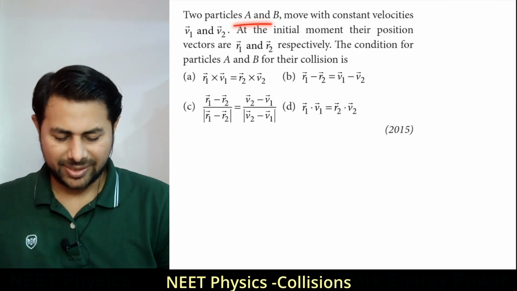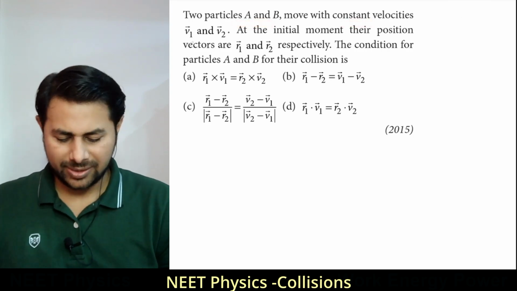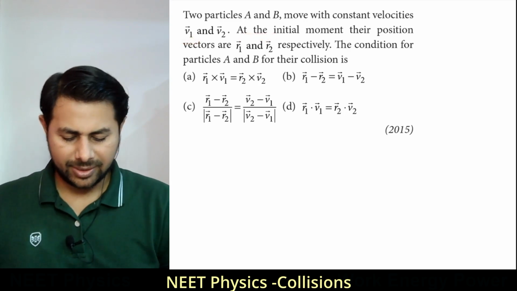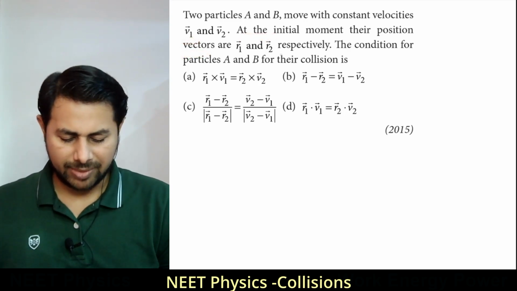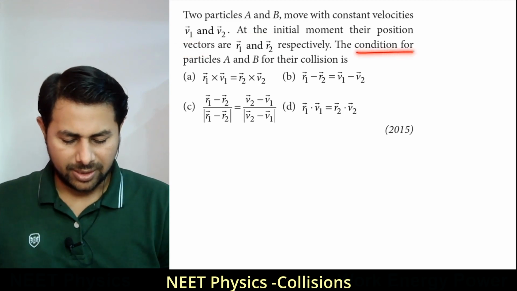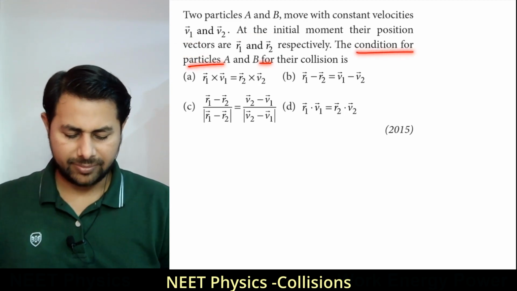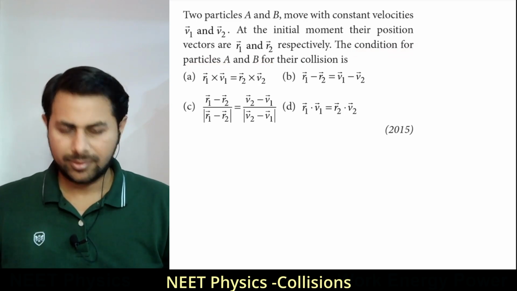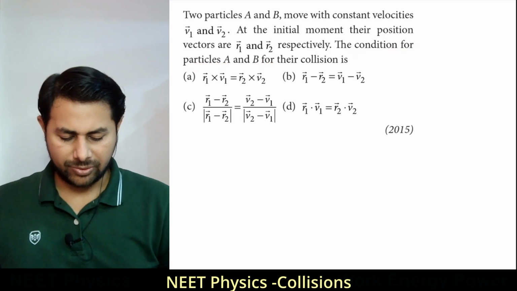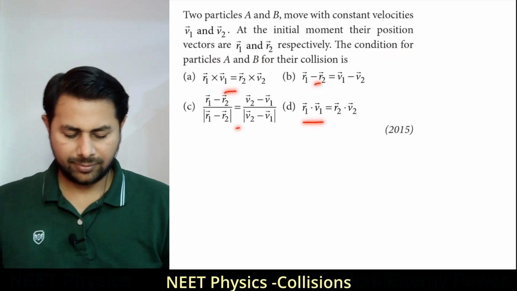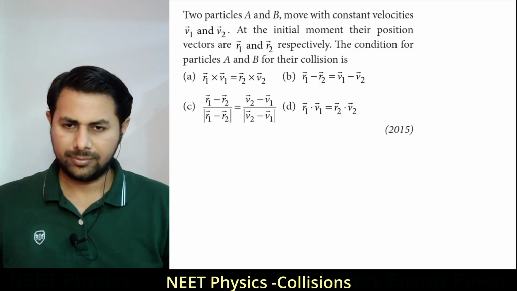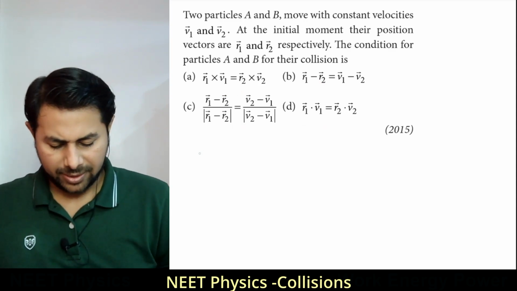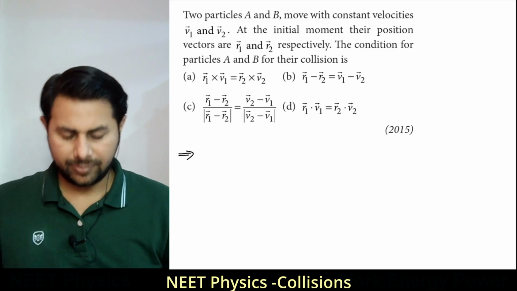Two particles A and B move with constant velocities v1 bar and v2 bar. At the initial moment, their position vectors are r1 bar and r2 bar respectively. The condition for particles A and B for their collision is, okay, which one is correct out of these? So how do we check that? This is from 2015.